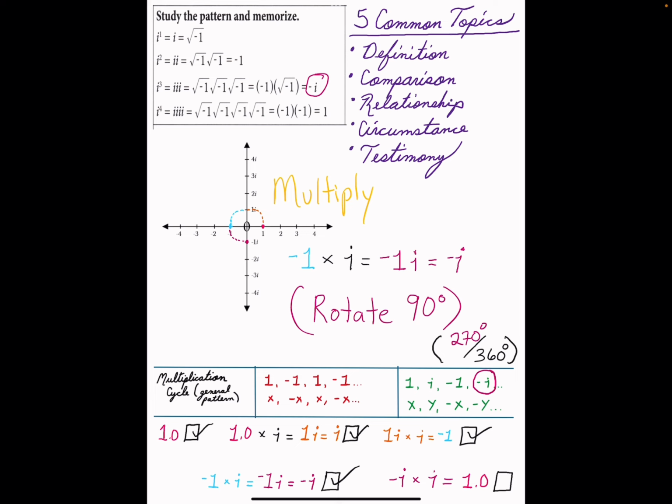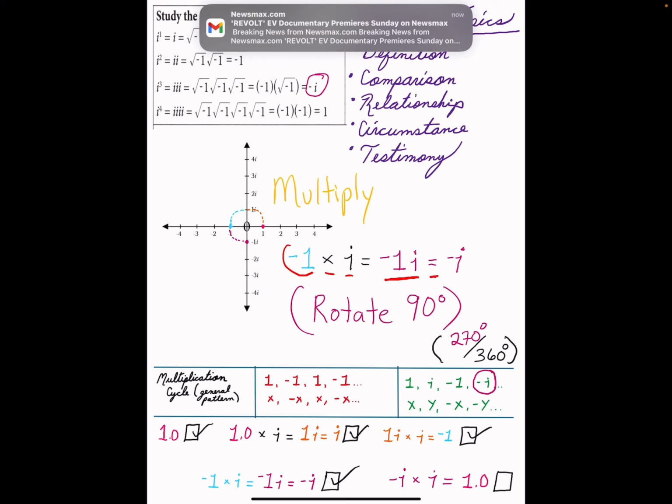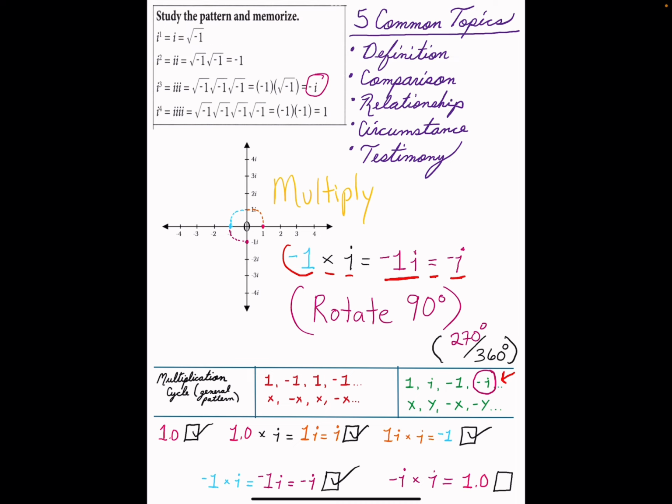Okay, so we're going to continue on. This time we're taking that -1 and we're again multiplying by I. We get -1I, which is the same as -I, and you can see right here, -I is the next one in our cycle, and we have checked off the equation to get us there. We have rotated by 90 degrees again, and now we are at 270 of the 360 full rotation degrees.